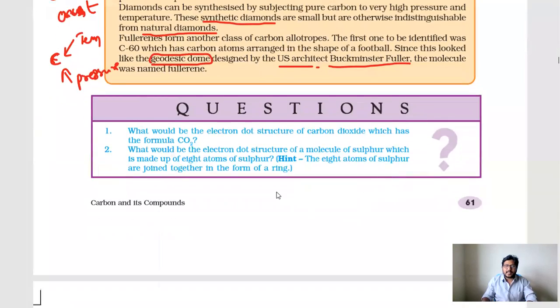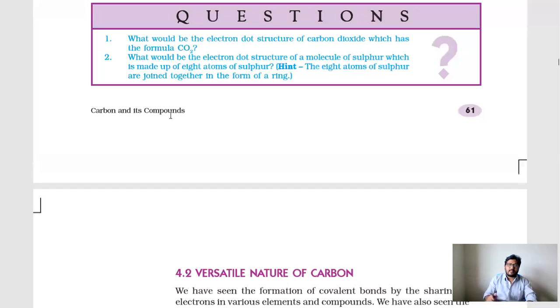Here you can observe two in-text questions they have given. First one: what would be the electron dot structure of carbon dioxide, which has the formula CO2? So for CO2, we have to draw the electron dot structure. What are the atoms present? Carbon and oxygen. Carbon atomic number is 6, oxygen atomic number is 8.